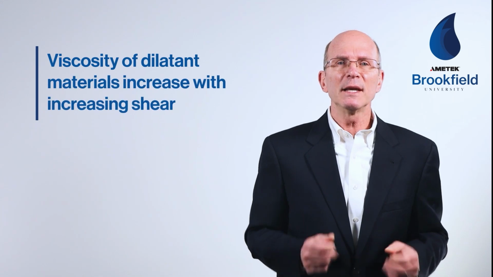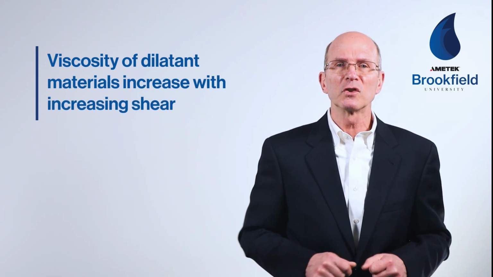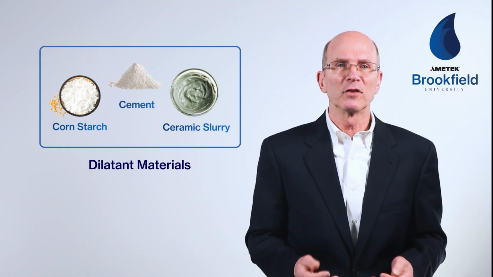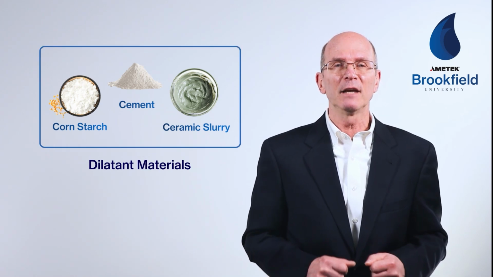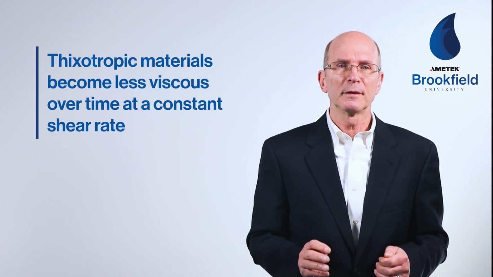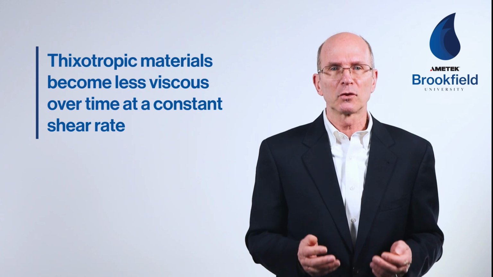The viscosity of dilatant material will increase with increasing shear. Cornstarch, ceramic slurry, and cement are examples of materials with dilatant behavior. Thixotropic materials become less viscous over time at a constant shear rate. Paint is an example of a thixotropic material.